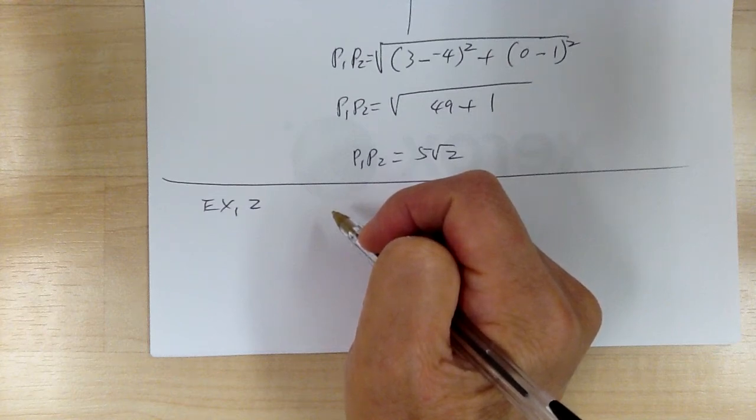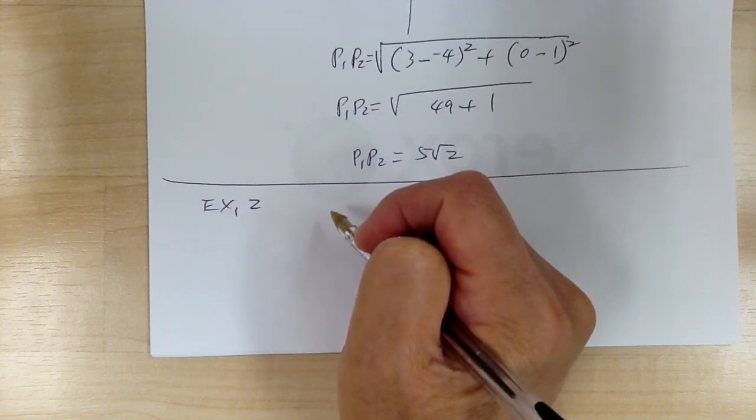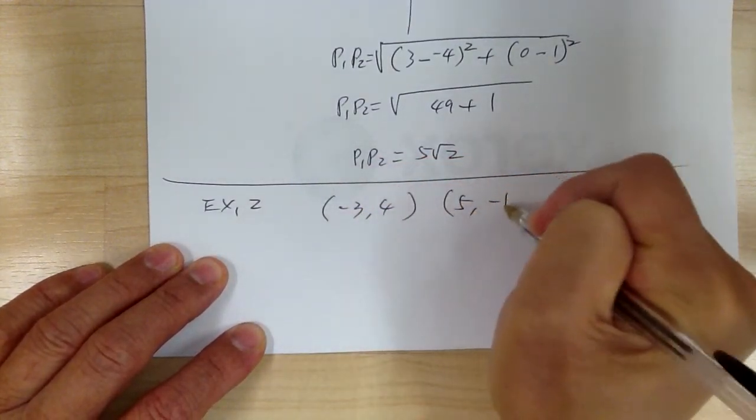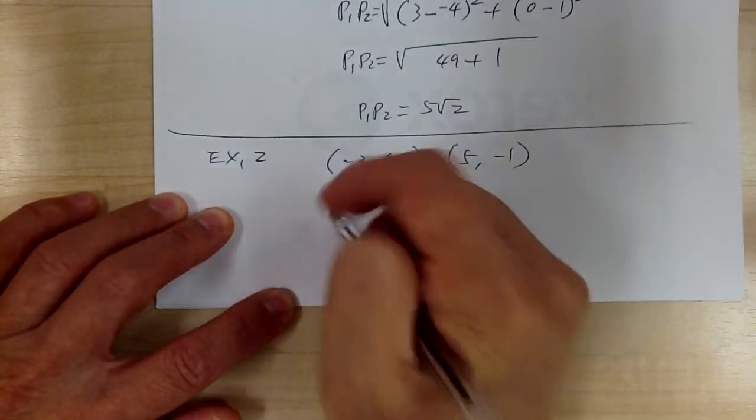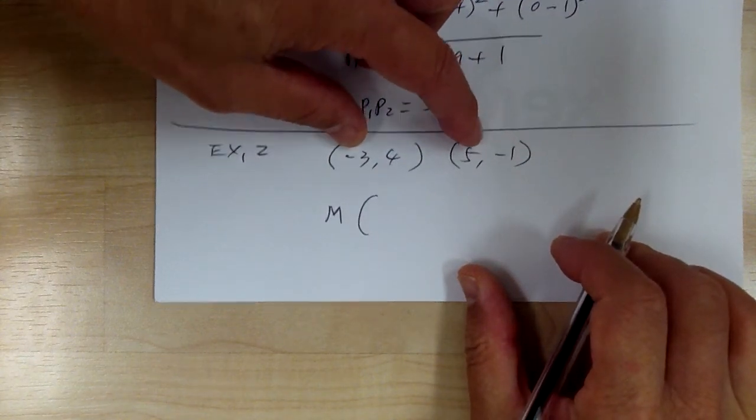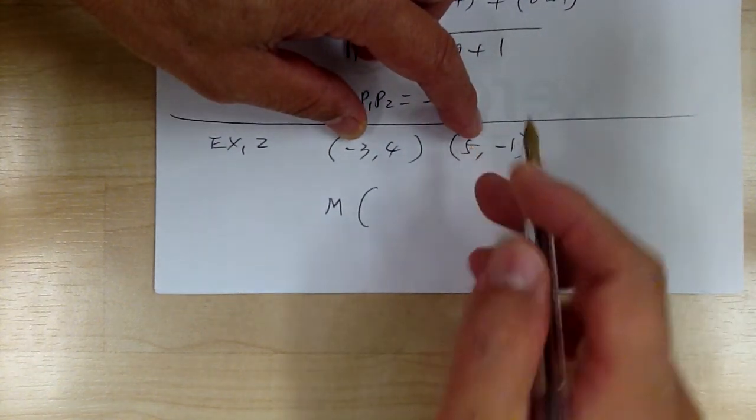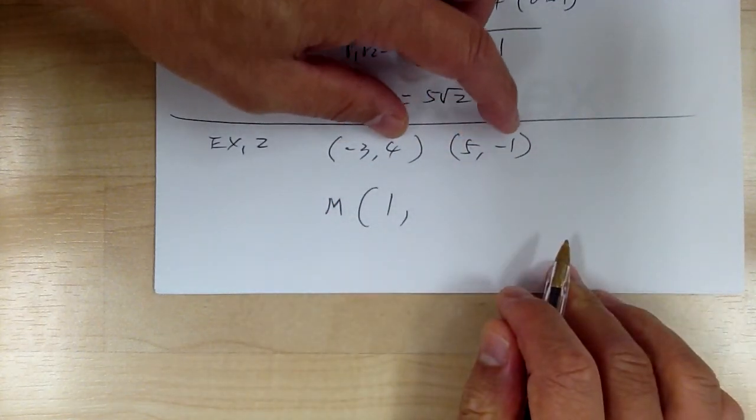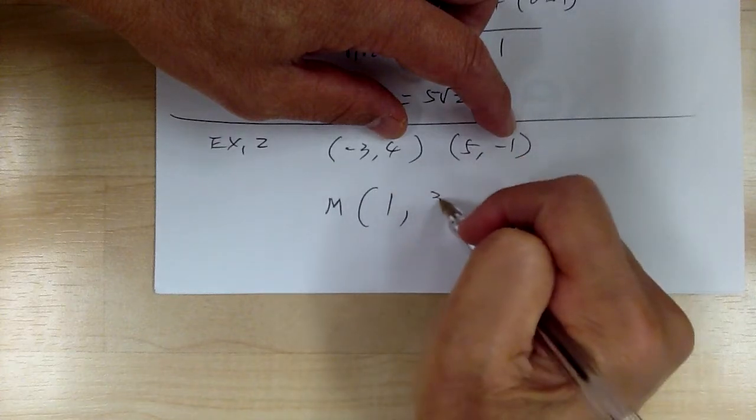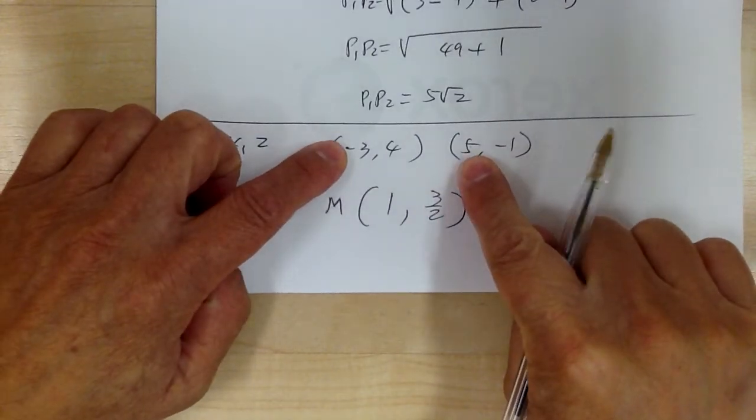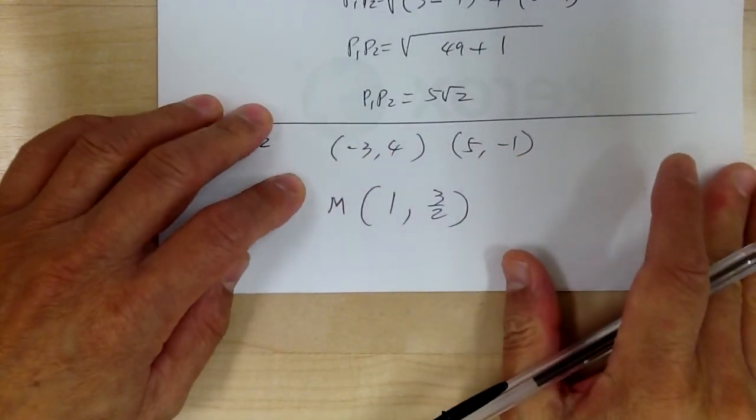Okay, example 2. You have the two points, negative 3, 4, and 5, negative 1, and you're looking for the coordinate of the midpoint. So again, for the midpoint, you just average the two. You add and divide by 2. So 5 plus negative 3 gives you 2, divided by 2, you get 1. Over here, you add, you get 3, divide by 2, so you get 3 over 2, and that's it. That's how you find the midpoint. You just add, divide by 2, add, divide by 2, and that's it. Again, the midpoint is very, very simple.